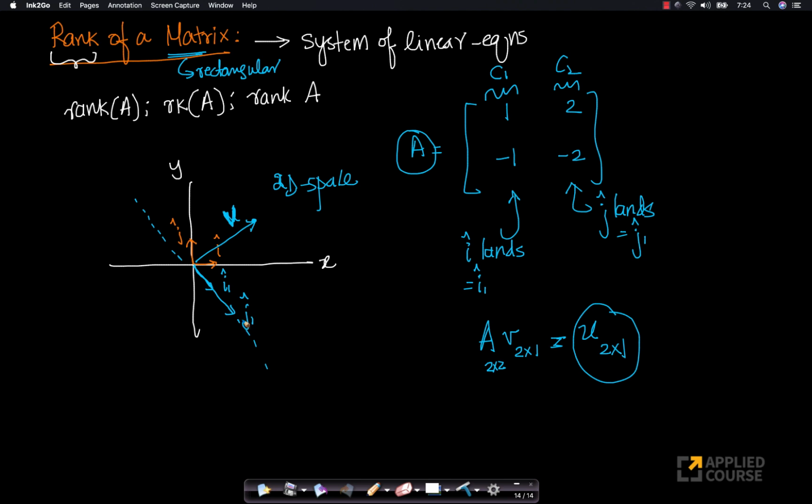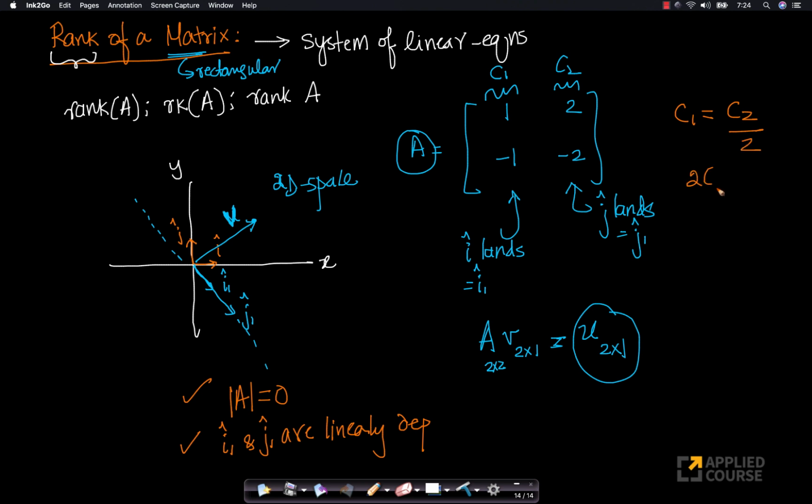Because I hat and J hat land here, a couple of things are going to happen. The det of A equals 0, because the area of the parallelogram that is built using I hat 1 and J hat 1 equals 0. That's the first property. Second, I hat 1 and J hat 1 are linearly dependent. We have talked about all these geometric interpretations earlier, when we learned about the determinant and linear independence. I1 hat and J1 hat are linearly dependent because they lie on the same line, and that's very easy to see. I can write column 1 as column 2 divided by 2, or I can write 2 times column 1 equals column 2. Hence, I1 hat and J1 hat are linearly dependent.